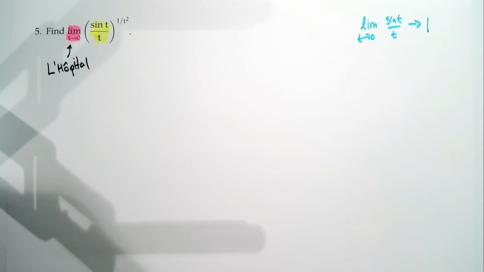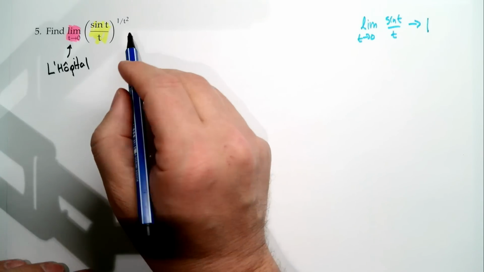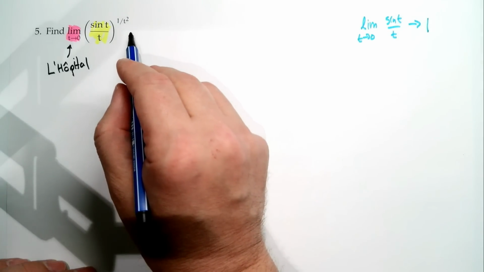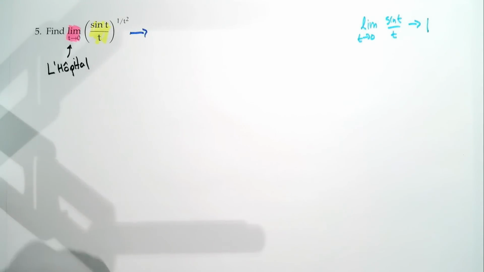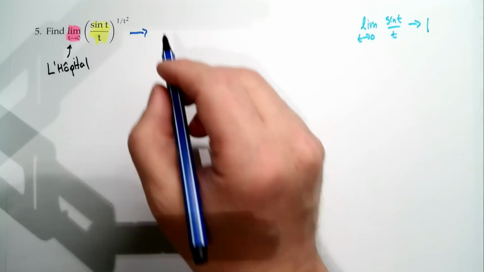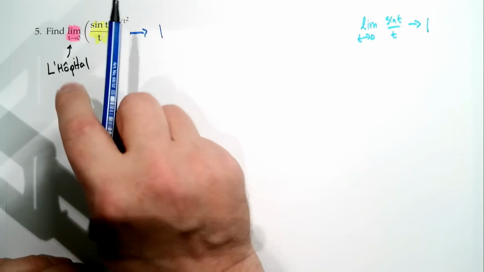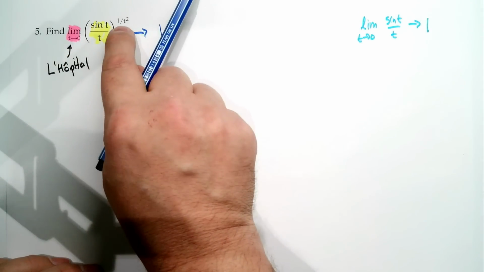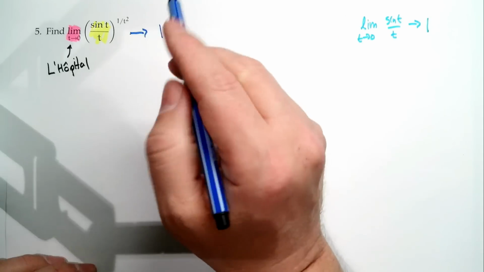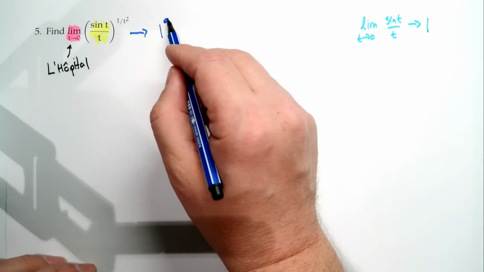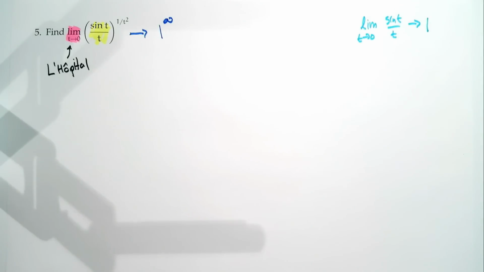Okay, so let's see what's happening here. So the way you use l'hôpital is you first say, what's happening if I just plug it in? In fact, that's the way you do everything. You always say, well, let me just plug it in. And I say, okay, well, what's happening? Well, sine t over t, that's going towards 1. 1 over t squared, well, since t is going to 0, 1 over a very small number is going to be huge. So it's going towards 1 to the infinity.